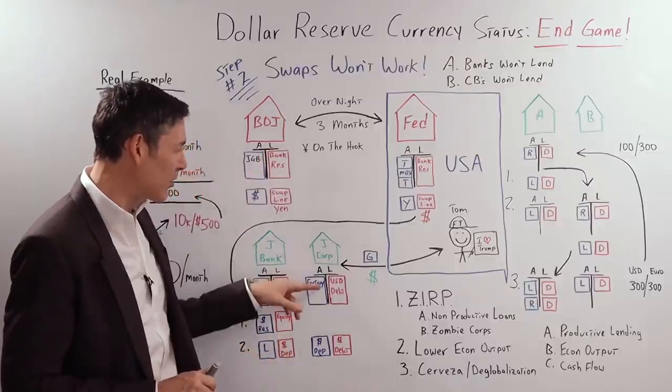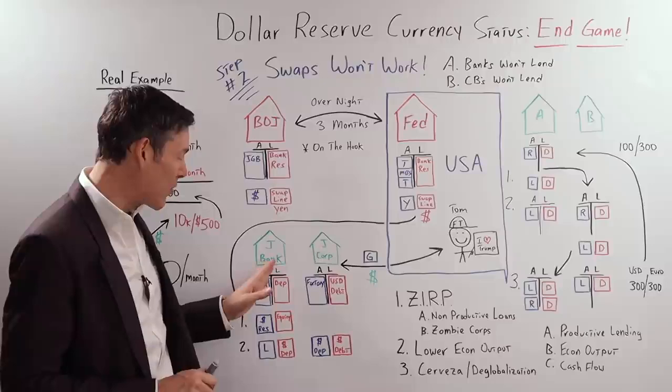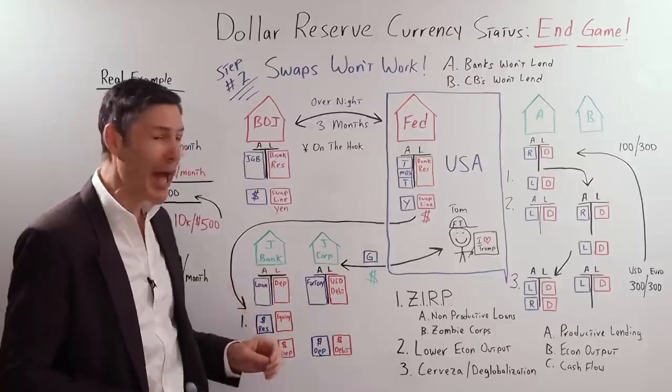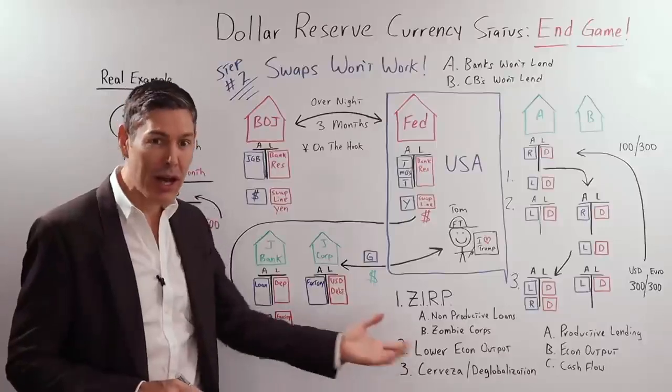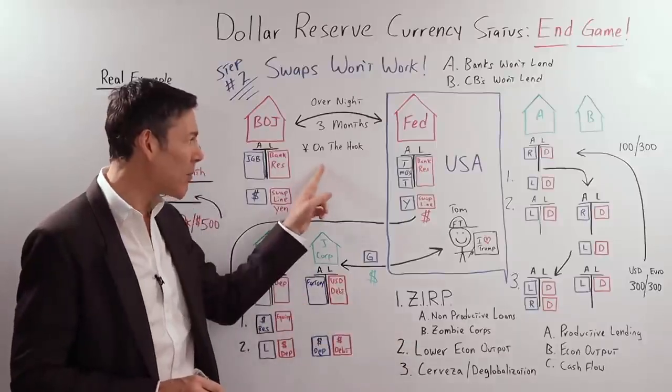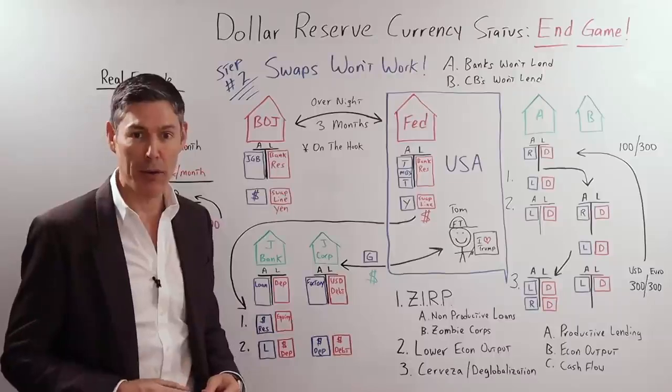So the BOJ looks at the corporation. They're in the same boat as the Japanese bank. They're saying, absolutely not. We're not going to lend to you because we're not going to get the dollars back and we don't want to be on the hook. We're not going to hold the bag.